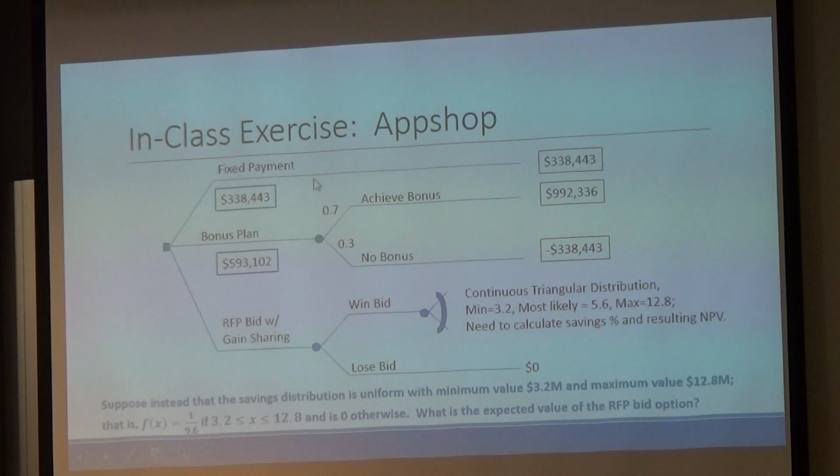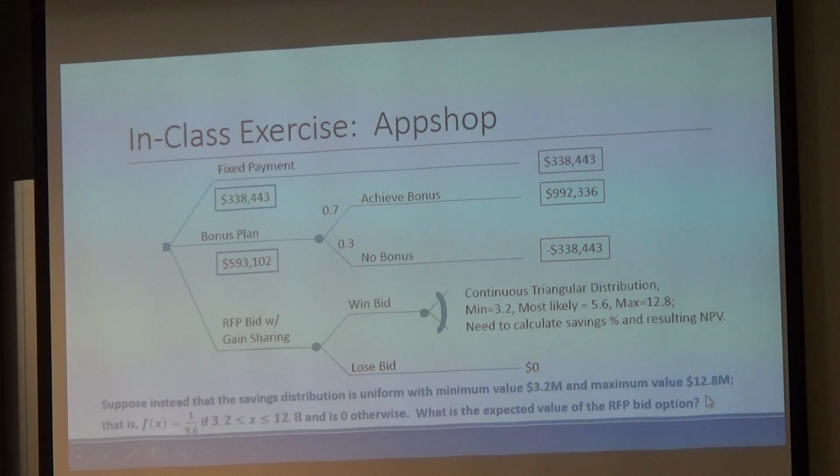So here was AppShop. I'm kind of assuming you remember it. We had this RFP with gain sharing. This is the thing we didn't calculate quite correctly because I gave you a discrete distribution instead of what the case actually gave you. And I'm still going to replace it. The case gave you a continuous triangular distribution, and I'm going to tell you, suppose instead that the savings distribution is uniform with a minimum value of 3.2 and a maximum value of 12.8.